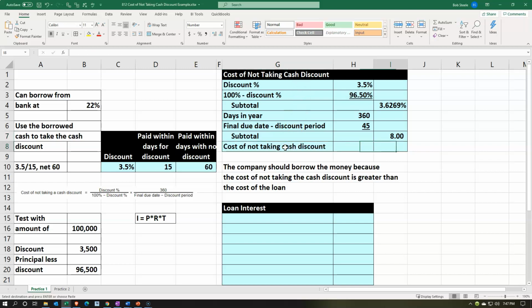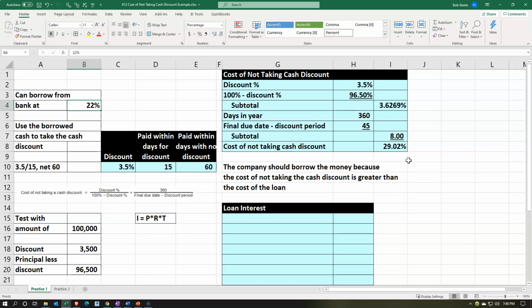Cost of not taking the discount is going to be equal to, now we have these two components, we can multiply them together now. This 3.6 so on percent times the 8, that's going to give us 0 until we percentify it. Go into the Home tab, Numbers, Percentifying, then we'll add a couple decimals to it. Let's put an underline under the 8, Home tab, Font group, and underline. So 29.02. So because the cost of not taking the discount from a percentage format is higher than the cost of us borrowing, it would be beneficial for us to then borrow. That's going to be what this basically means here.